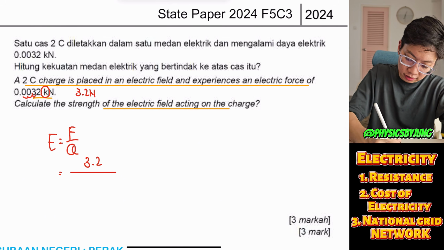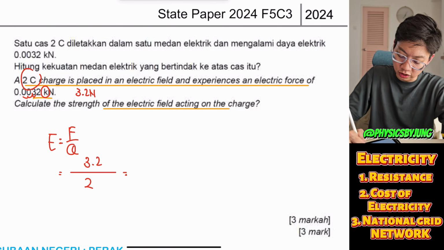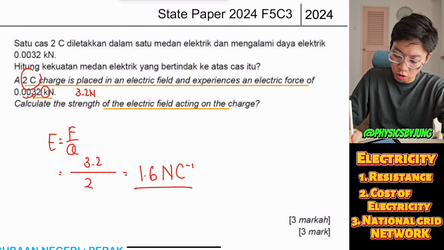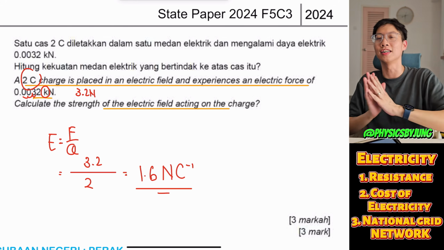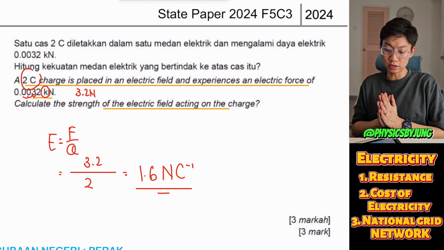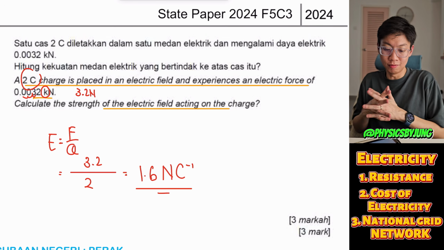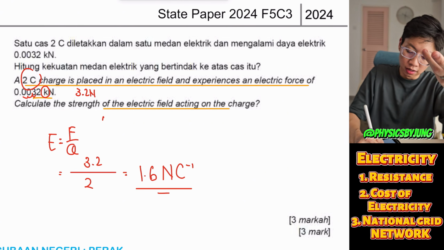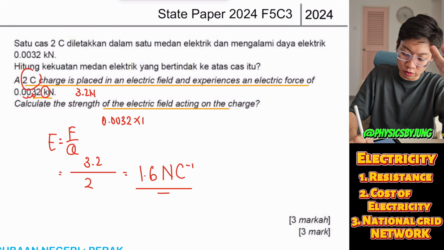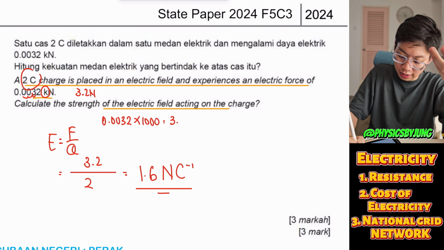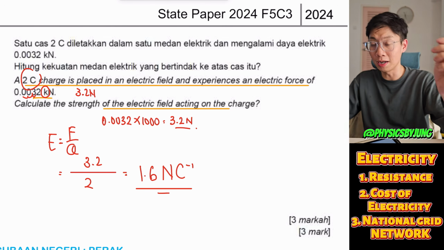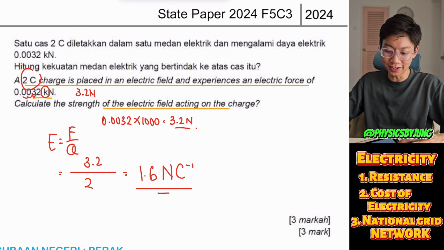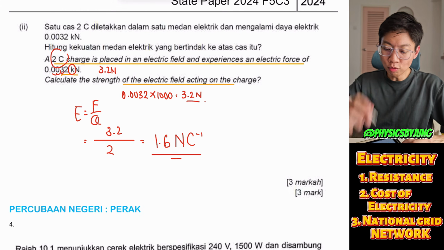And then after that, the charge is 2 coulomb. So I'll get 1.6 Newton per coulomb of charge. That's all, guys. Very simple, not very complicated, and it gives you 3 marks. Why 3 marks? Because it is better to show that when you times 1000, you get 3.2 Newton. Because it is 3 marks, I decided that I want to show this step. Okay? Alright.